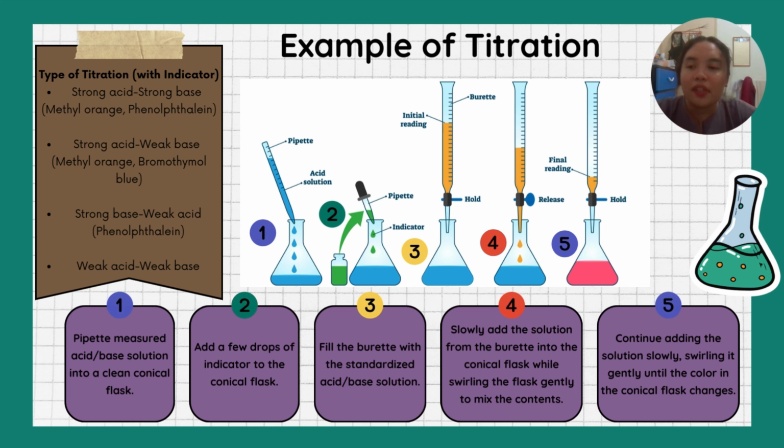Next, let's proceed with the steps of titration. Firstly, pipette the acid or base solution into a clean conical flask, and then add a few drops of indicator to the conical flask. Next, fill the burette with the standardized acid or base solution. After that, slowly add the solution from the burette into the conical flask while swirling the flask gently to mix the contents. Lastly, continue adding the solution slowly, swirling gently, until the color in the conical flask changes.